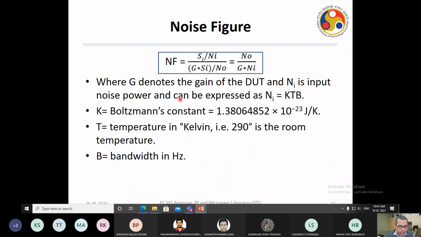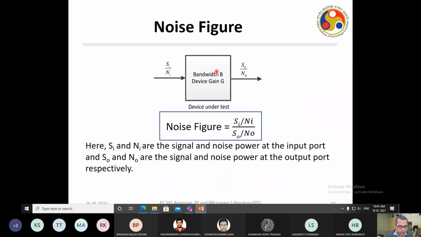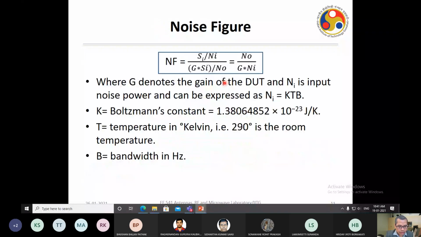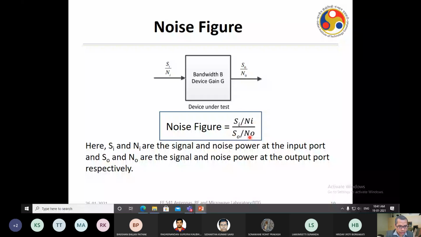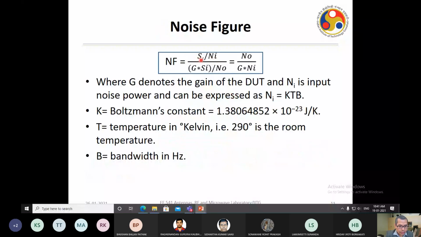You know what is the gain of this device. So we can simplify this expression here. Noise figure is SNR input divided by SNR at the output. So now SNR at the input is SI by NI. What is SNR at the output? SNR at the output is basically SO by NO.